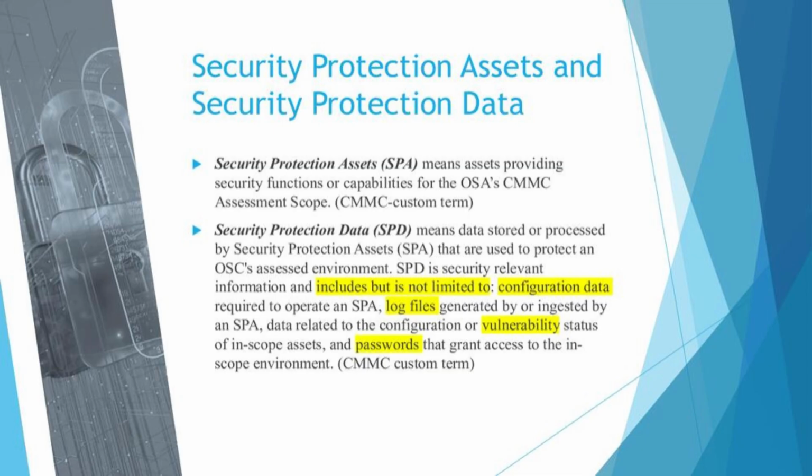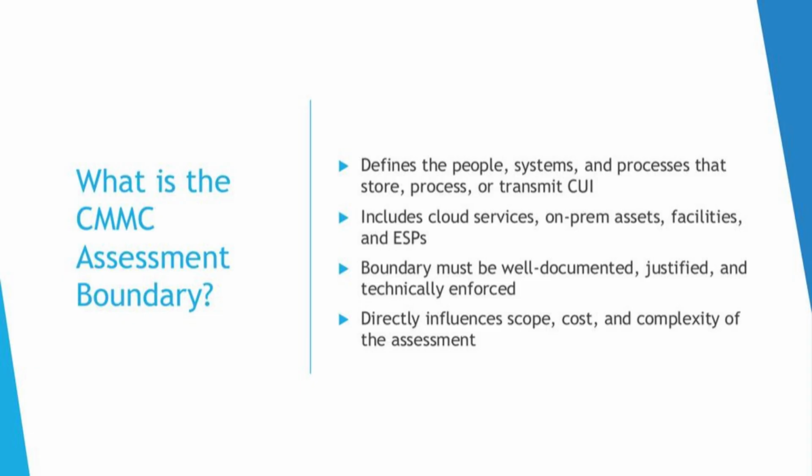Hashtag 4, defining the CMMC assessment boundary. Let's zoom back out a bit and think about the assessment boundary as a whole concept. It's clearly not just about drawing network lines on a diagram. What does the official guidance say the boundary encompasses? It's much broader than just technology. The boundary includes all the people, systems, and processes involved in storing, processing, or transmitting CUI or protecting it. It's an operational bubble, not just a network bubble.